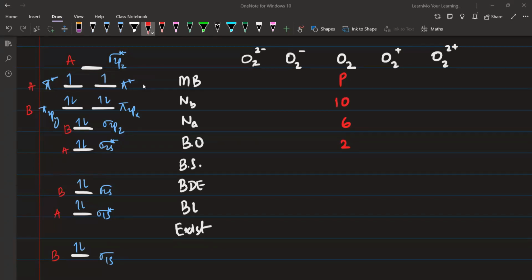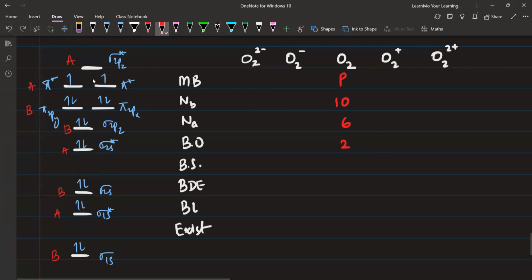Then what do we have? No, we don't have to do anything. Actually, I am taking the negative part. O2 negative, I will add one electron. So I added one electron. Now, what changed? Anti-bonding or bonding? Tell me, guys. When I did this, what changed?